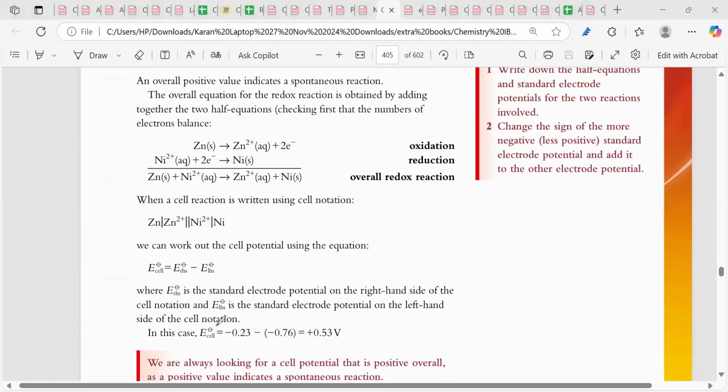Now, always remember that the E cell is this. Can you tell me one thing, Arnav, why E cell should always be positive for a spontaneous cell to work? Because then delta G will be negative. Delta G is equal to minus nFE cell. For the electrode potential, we put nFE electrode. Understood? Is it clear? Thank you so much.